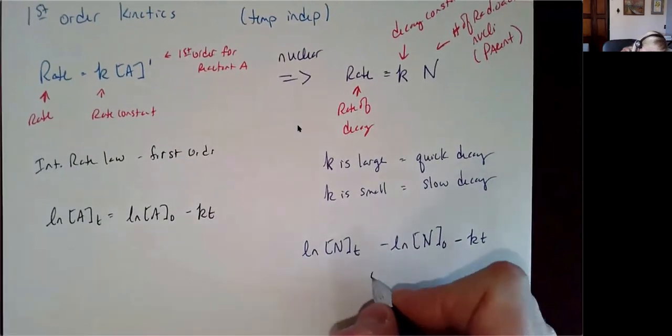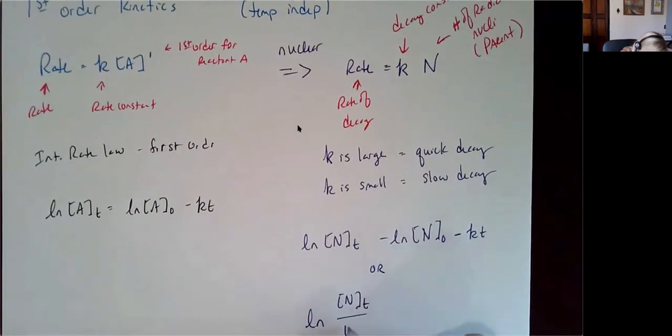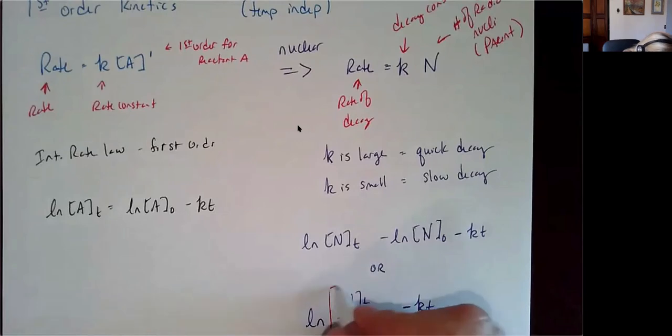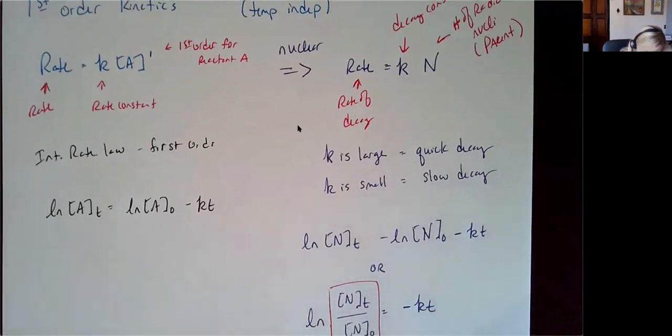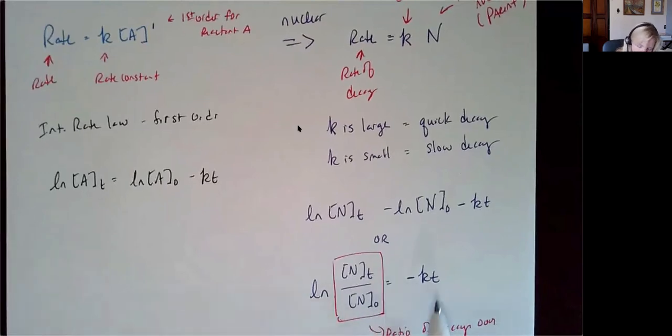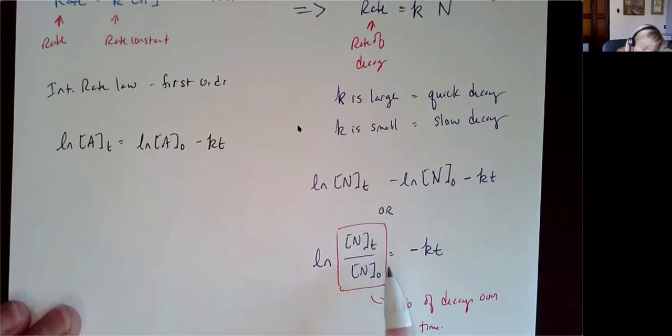I could write it this way. So just pulling this out, ln N_t over N_0 equals negative kt. And this is often important because this is the ratio here. So let's say at 5 minutes, I've had 50% decay. That means that if this was 1 starting out, this is 0.5, and this whole thing is 0.5 divided by 1, so 0.5. This is going to be my ratio. So sometimes I'm just solving for the ratio, or sometimes I'm solving for these individual components.